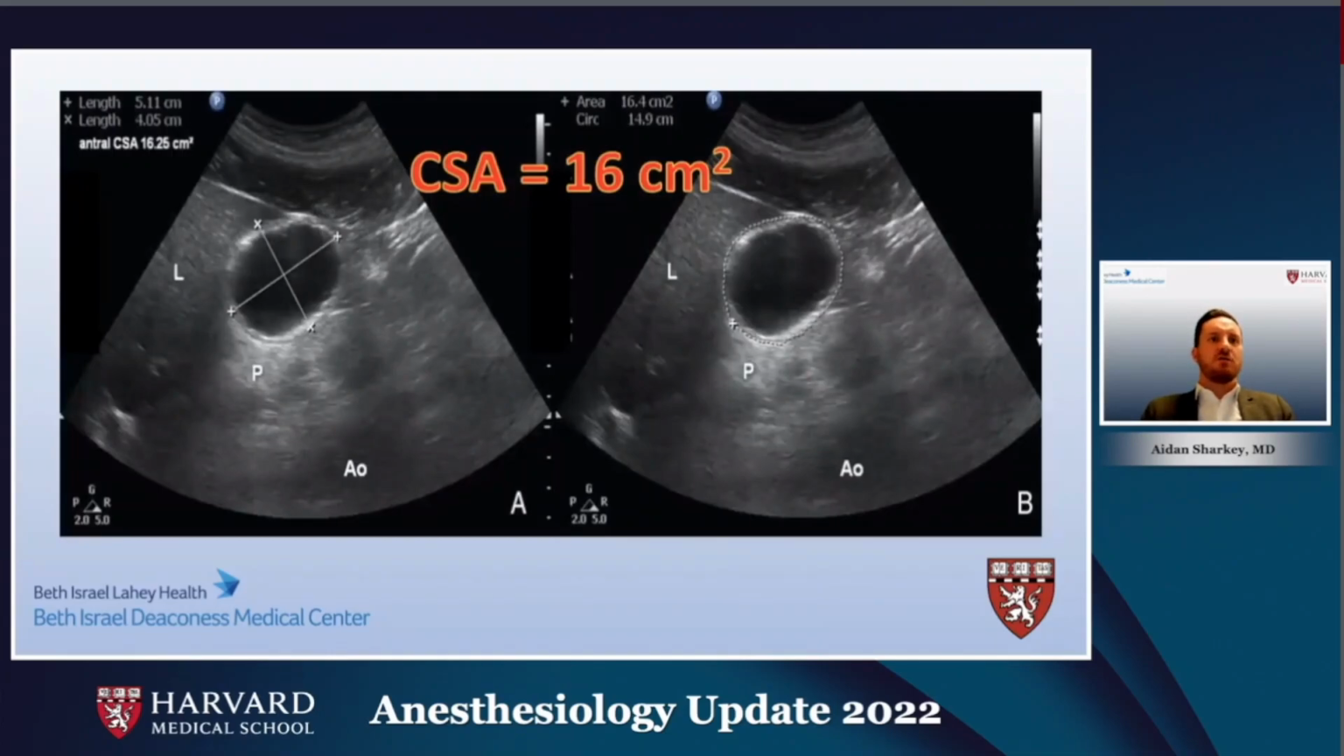Two methods are used to measure antral cross-sectional area. The image on the left illustrates a method based on two perpendicular diameters, while the image on the right illustrates a free tracing method following the outer border of the antrum at the level of the gastric serosa, with the latter method being the easiest and most commonly performed. In our patient, we calculated the cross-sectional area to be 16 centimeters squared. So what does this number mean?